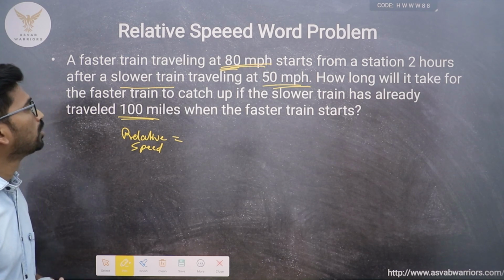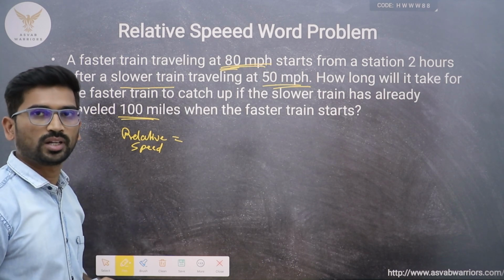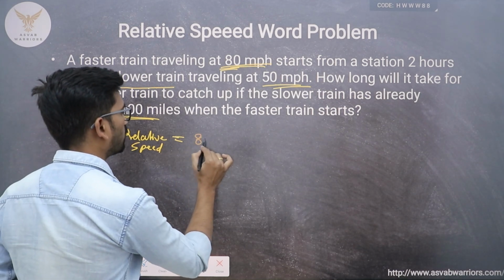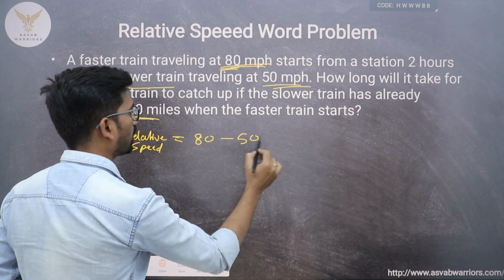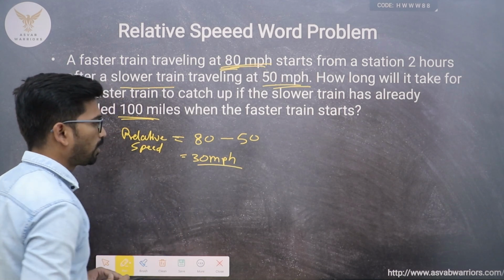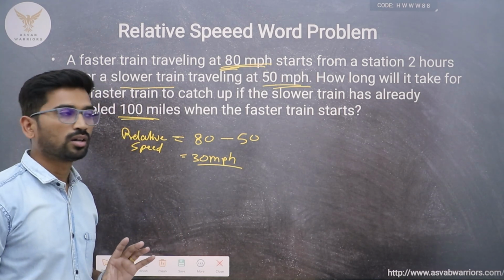Here they are traveling in the same direction. So for the case of same direction, we will take the difference between their speeds. First one is 80 miles per hour minus 50 miles per hour. So relative speed will be 30 miles per hour. It means the faster train is traveling with the advantage of 30 miles per hour.